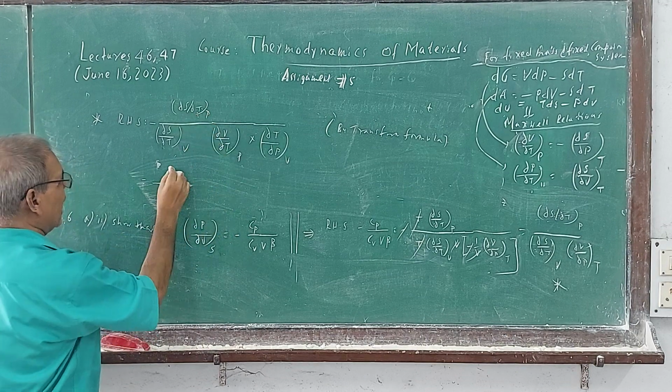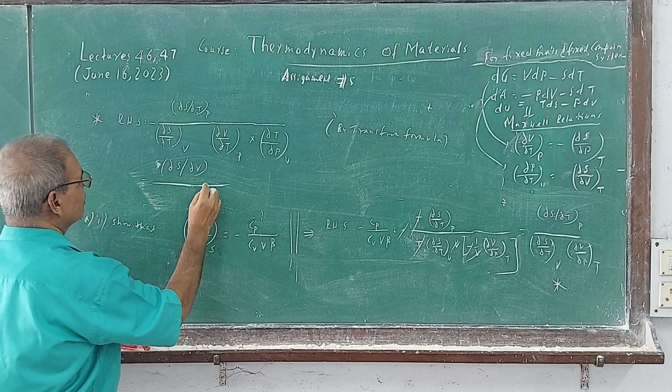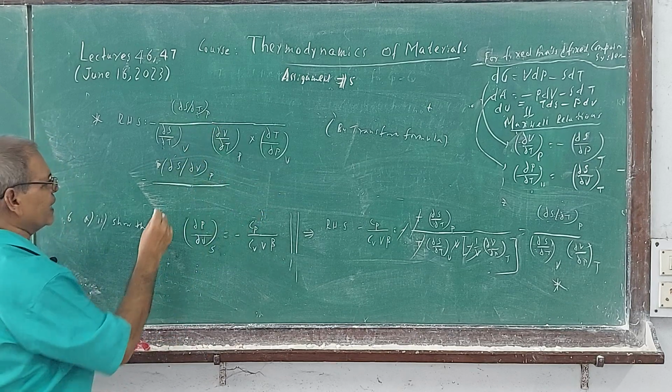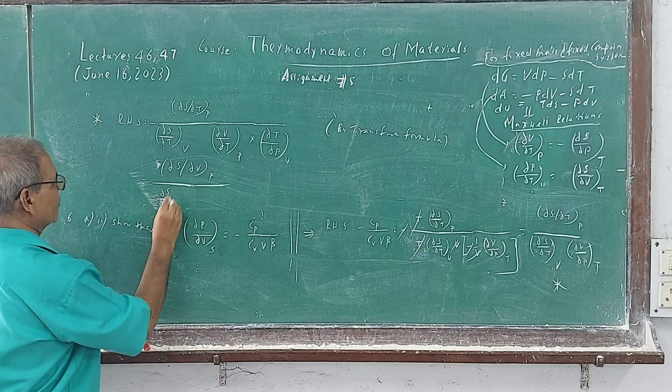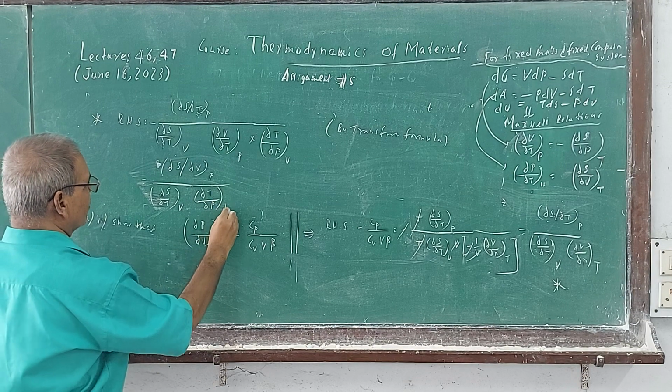These two together. I am teaching, so I'm training so much that I myself am mixed up. This is okay though. These two are gone. Then write the others as they were: del S by del T at constant volume, del T by del P at constant volume. Okay.